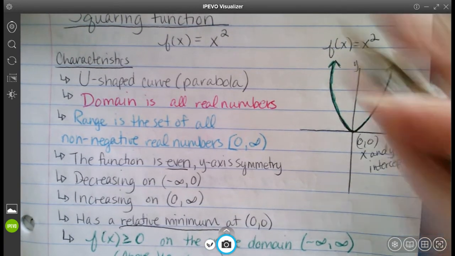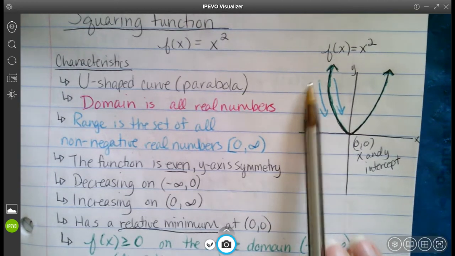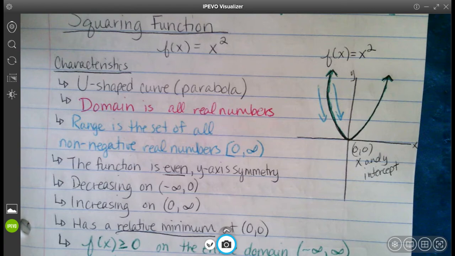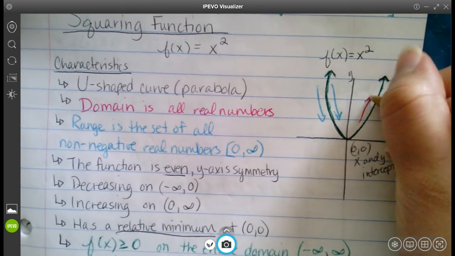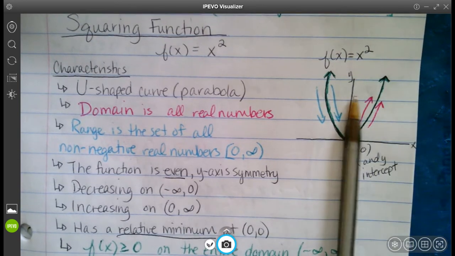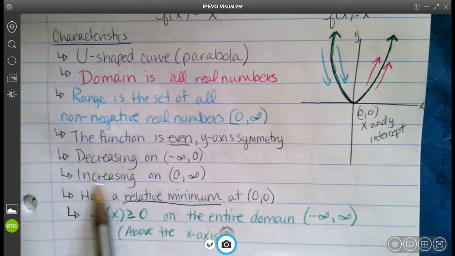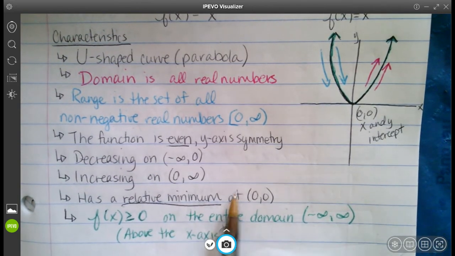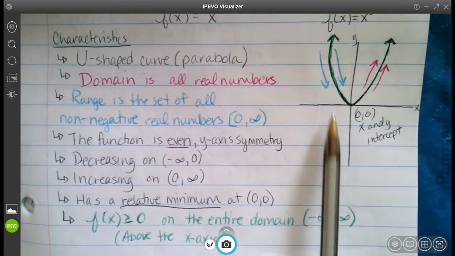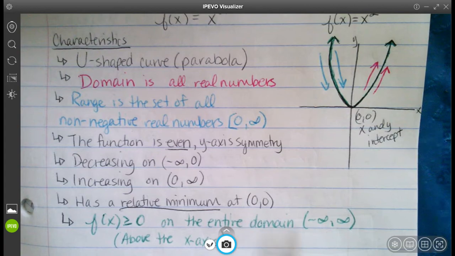So what that means is, remember, we had the arrows from before. It's decreasing from everything on this side all the way to this point, and then it's increasing on the other side. So this side, it would be increasing between 0 and infinity. So 0 to infinity, the graph is going up. And finally, it has a relative minimum at 0, 0. Okay, this is our relative minimum because it's the lowest point in this region, which also happens to be our x and y intercept, 0, 0.